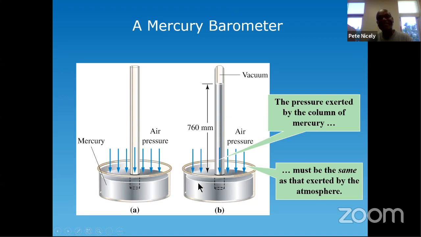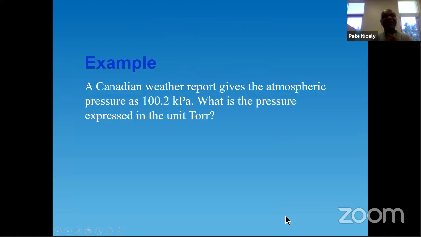And that's where we get the relationship between the atmosphere unit and the millimeter mercury unit. The millimeter here refers to the height of the mercury column in the tube. So that's where we get the relationship between the atmosphere unit and the millimeter mercury unit, all right? By definition, 1 atmosphere is equal to 760 millimeters mercury, all right?